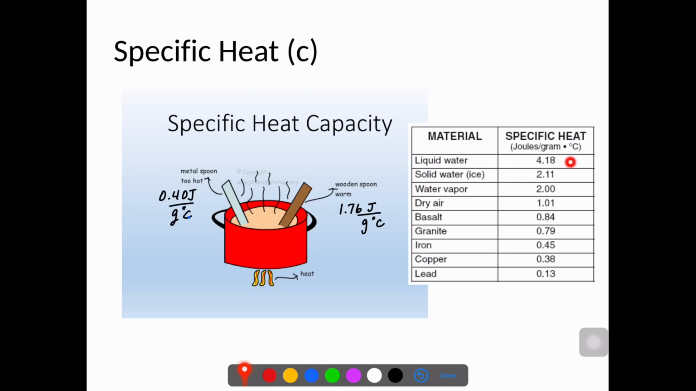It resists temperature change. So oceans can basically absorb a lot of heat in the summer without changing their temperature. And in the winter, oceans will release a lot of heat without changing their temperature very much. So water, as you can see, is going to resist temperature change.